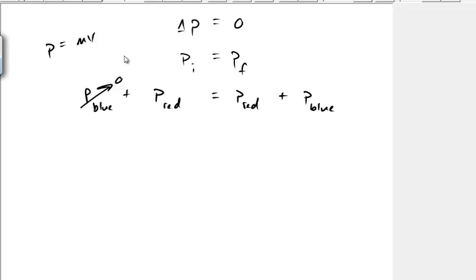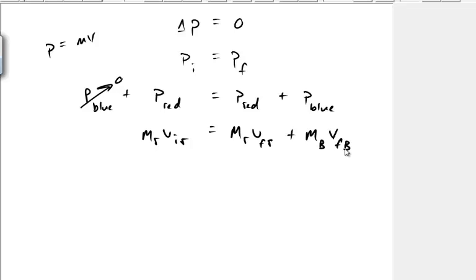We're only excluding it because it's zero. If it did have some momentum, we could leave it in there and cancel things out at the end, but I like to get rid of stuff if I can. We get into the nitty-gritty: the mass of red times the initial speed of red is equal to the mass of red times the final speed of red plus the mass of blue times the final speed of blue.